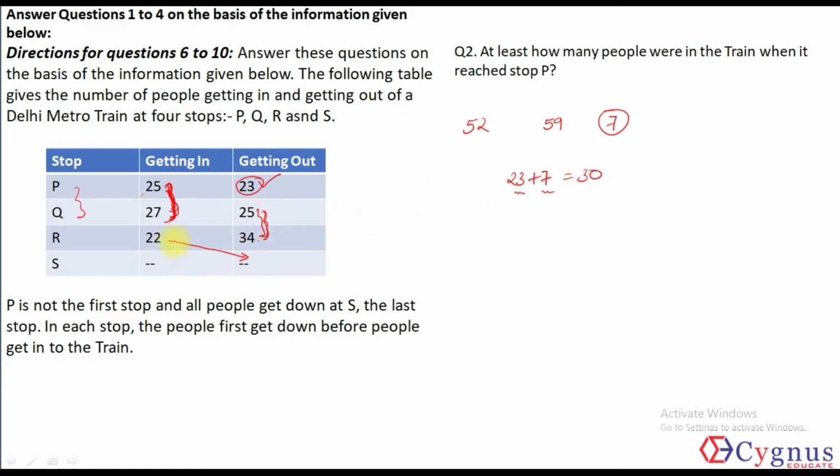Assuming that these 22 people will get down at which station? Station S. How many people travelled from P and Q? 52. And obviously they must have got down here. But I can see 7 extra. Who are these 7 people? They were already there in the train before station P, stop P. So I'll have to include these 7 and 23 people who got down at station P. So that makes 23 plus 7, 30. Yes or no?